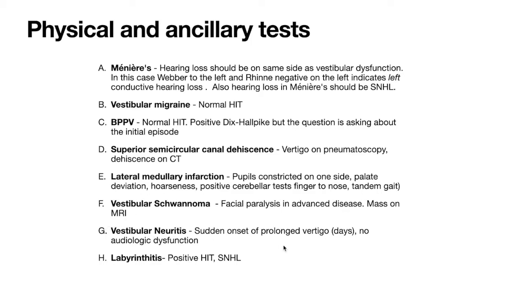Vestibular neuritis, sudden onset and prolonged vertigo, no audiologic dysfunction. Remember, this is our answer. Labyrinthitis, we get positive HIT and sensory neural hearing loss, which this man does not have.